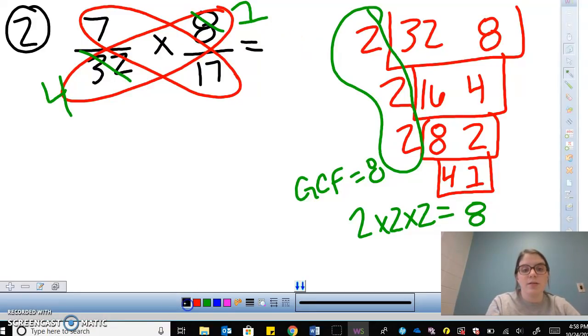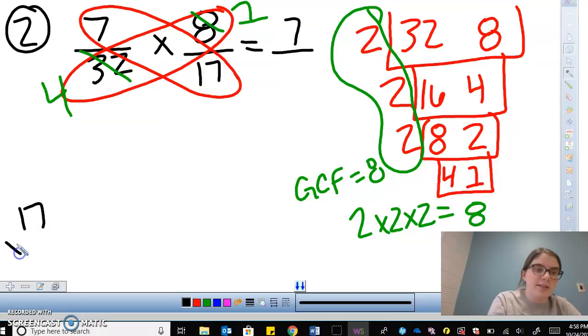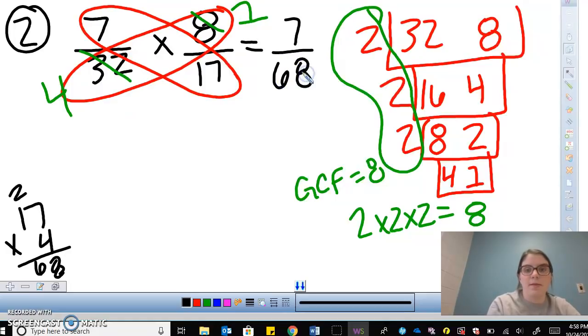7 times 1 is going to be 7. Well, Miss Hahn, I don't know what 17 times 4 is off the top of my head. Well, that is fine. You can either use a multiplication chart, or just right off to the side, you can take 17 times 4. 4 times 7 is 28. And 4 times 1 is 4, plus 2 is 6. And nothing can go into both 7 and 68 besides itself and 1. So 68 can't go into 7, 7 can't go into 68, and the only thing that's common between the two is 1. So you're done. It's as easy as that. Just find the GCF and divide by it.